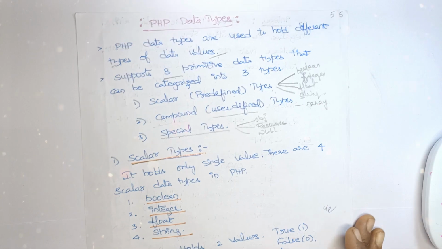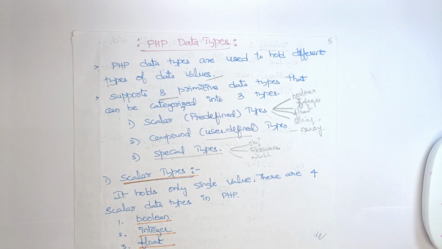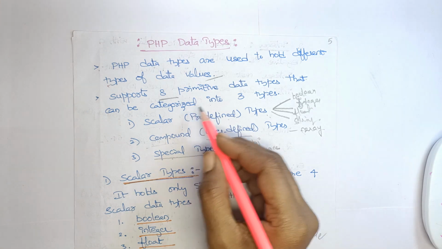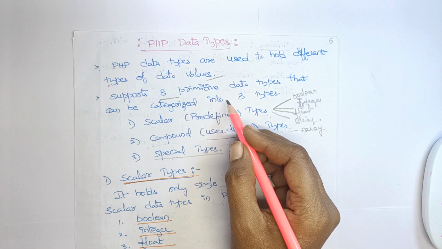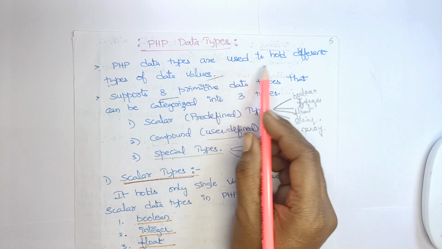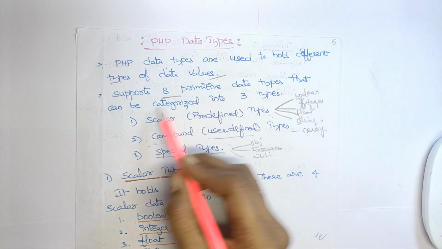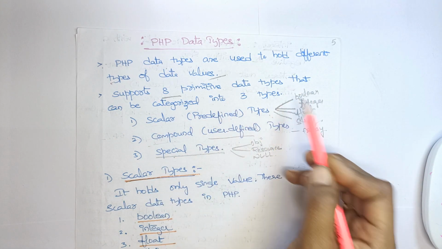Now we will see PHP data types. PHP data types are used to hold different types of data values, like integer values, string values, and so on. PHP supports 8 primitive data types that can be categorized into 3 types.